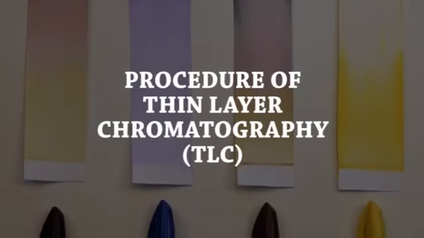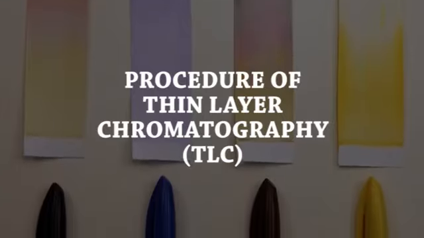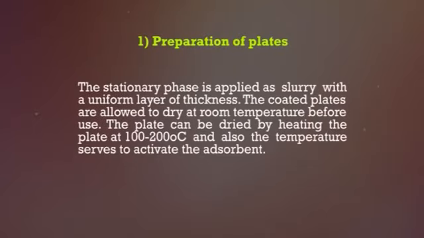Coming to the procedure of thin layer chromatography, first one is the preparation of plates. The stationary phase is applied as a slurry with a uniform layer of thickness. The coated plates are allowed to dry at room temperature before use. The plate can be dried by heating the plate at 100 to 200 degrees Celsius, and also the temperature serves to activate the adsorbent.